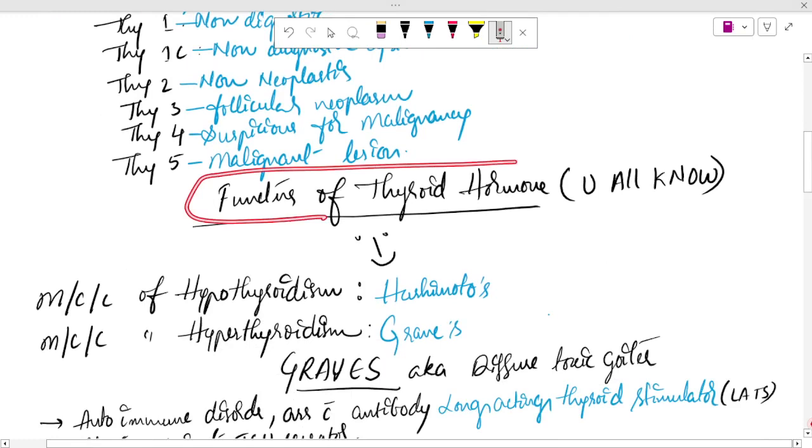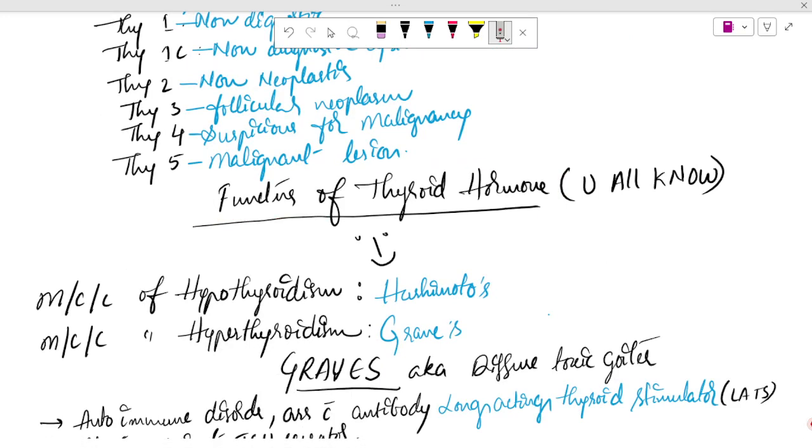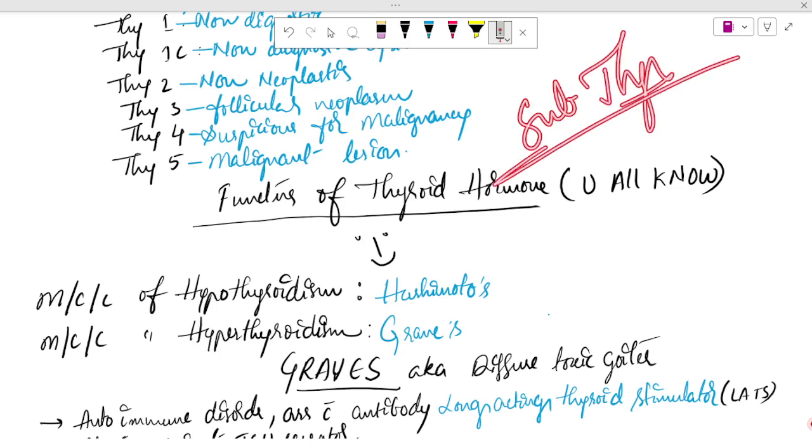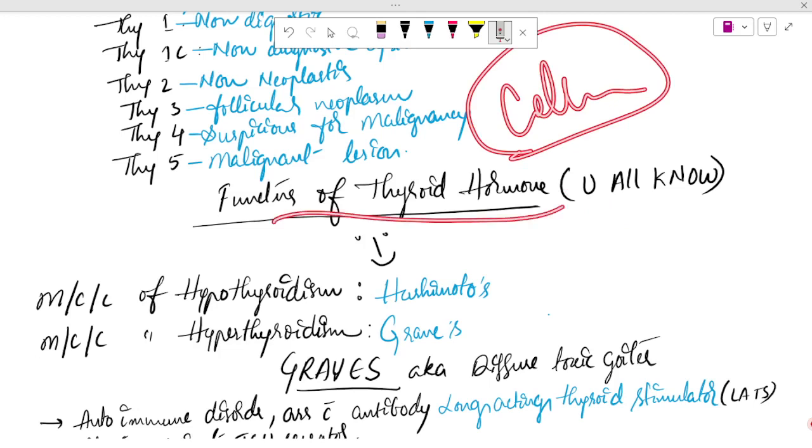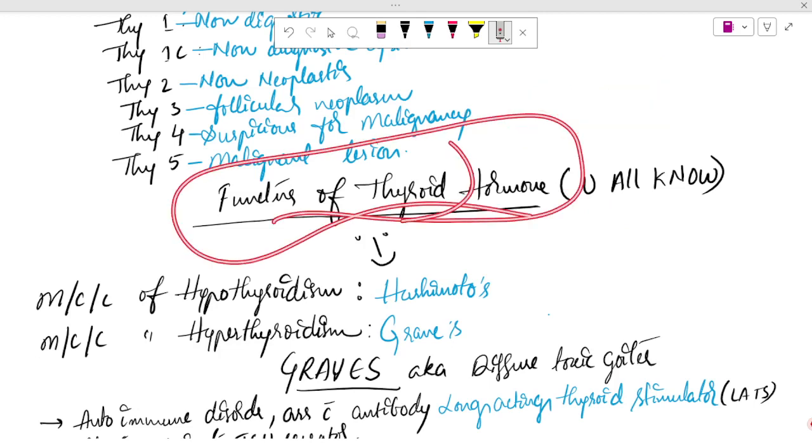Now if someone asks you what are the functions of thyroid hormone, I think you all know. No need to explain all those things. You can just revise it from your own physiology, medicine, whatnot. Every subject will have a thyroid chapter, so you revise from there. Basal metabolic rate, functional metabolic rate, cellular metabolism regulation. Every function is being helped by the thyroid gland.